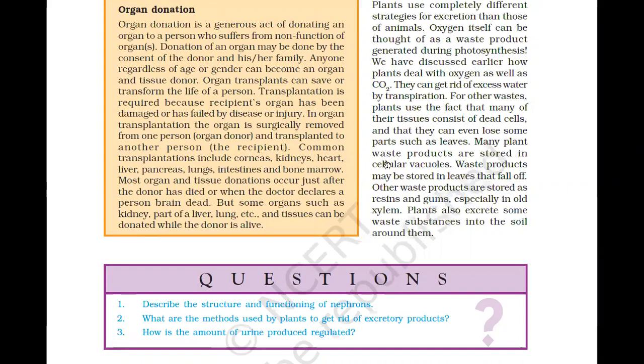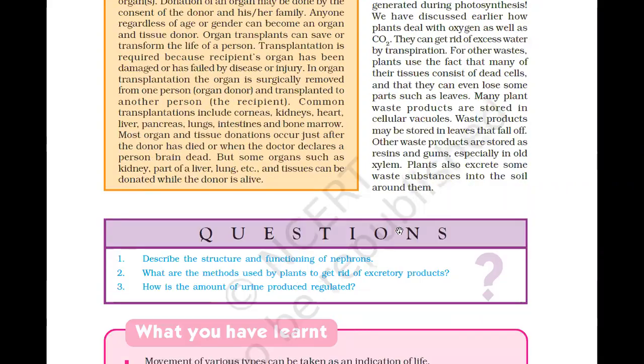Many plants store waste products in cellular vacuoles. Waste products may be stored in leaves that fall off. Other waste products are stored as resins and gums, especially in old xylem. Plants also excrete some waste substances into the soil around them.